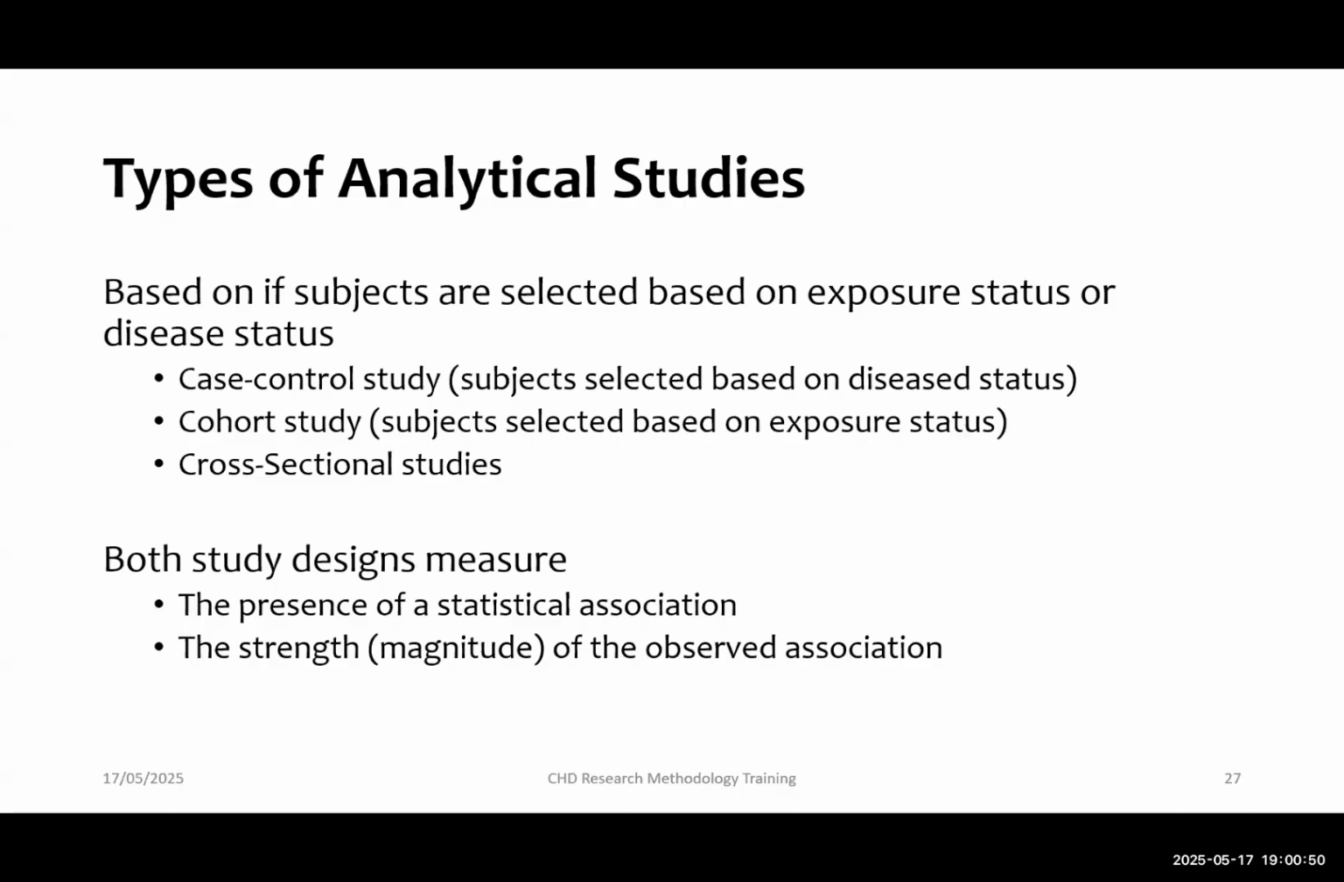Unlike in a cohort study, where the subjects are selected based on exposure status. You select those who are exposed to the factor you want to look at, and the controls won't have that, and then you follow them up to find out whether they will end up having that disease.